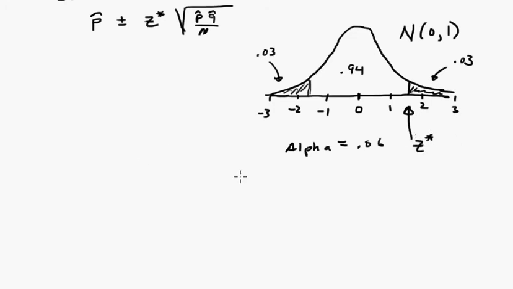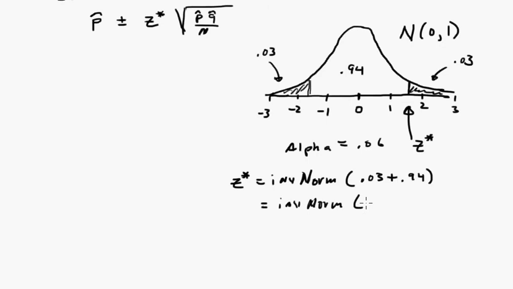So, to find that on the calculator, we say Z star equals inverse norm, and we would put in 0.03 plus 0.94. Okay, so that's going to be inverse norm of 0.97. And I have to look that up because I don't know what it is offhand.